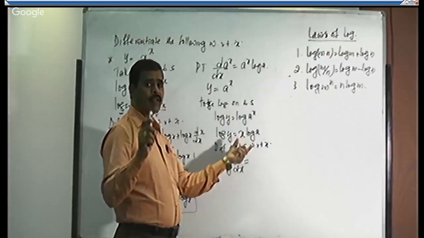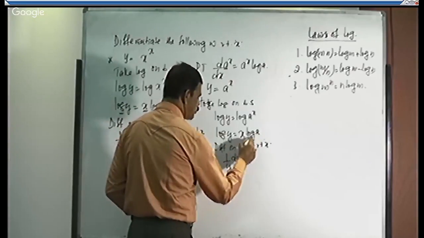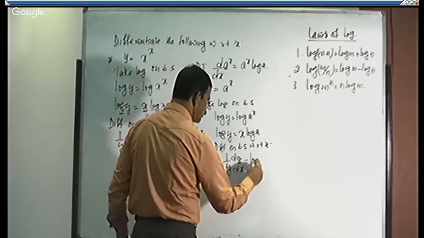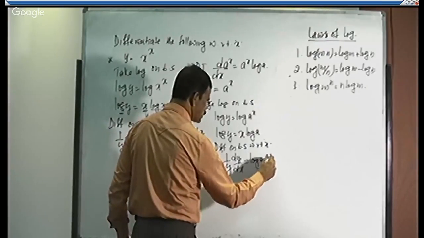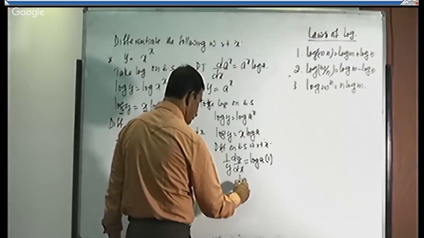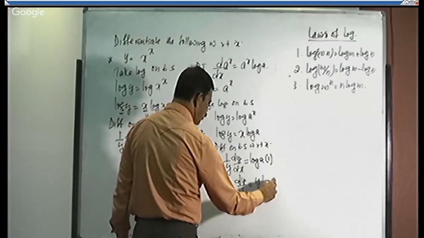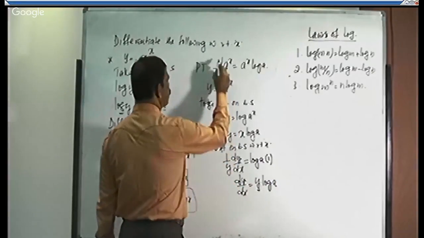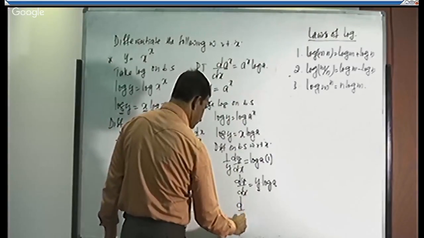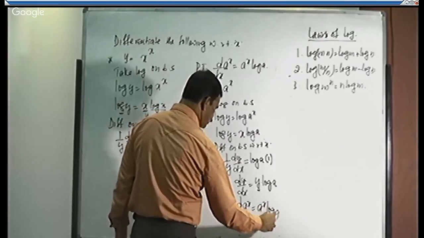Here, x into log a. What is log a? Log a is constant. It is a numerical value. So, it is treated as constant. Constant into function. Keep constant as it is. Differentiate x. Differentiation of x is 1. Correct? So, it becomes dy by dx is equal to y into log a. What is y? y is equal to a power x. Therefore, differentiation of a power x is equal to a power x into log a.